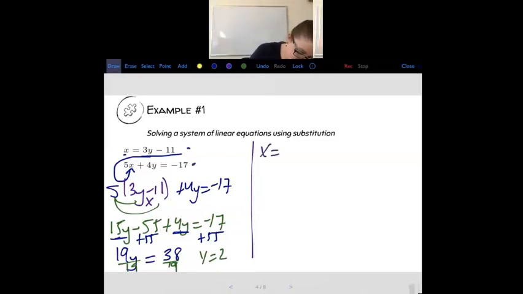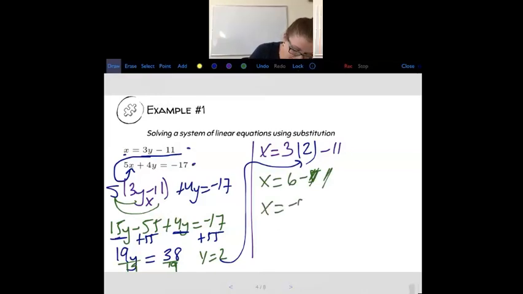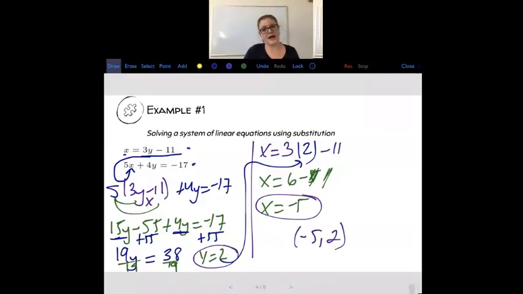So x is equal to 3 times y, which we just found to be 2, minus 11. Now we have x equal to 6 minus 11. Oops, I almost gave it away. So x is equal to negative 5. Your answer: y is 2, x is negative 5. Or if we were in class, or perhaps in your next math class, you may also see this solution as an ordered pair.